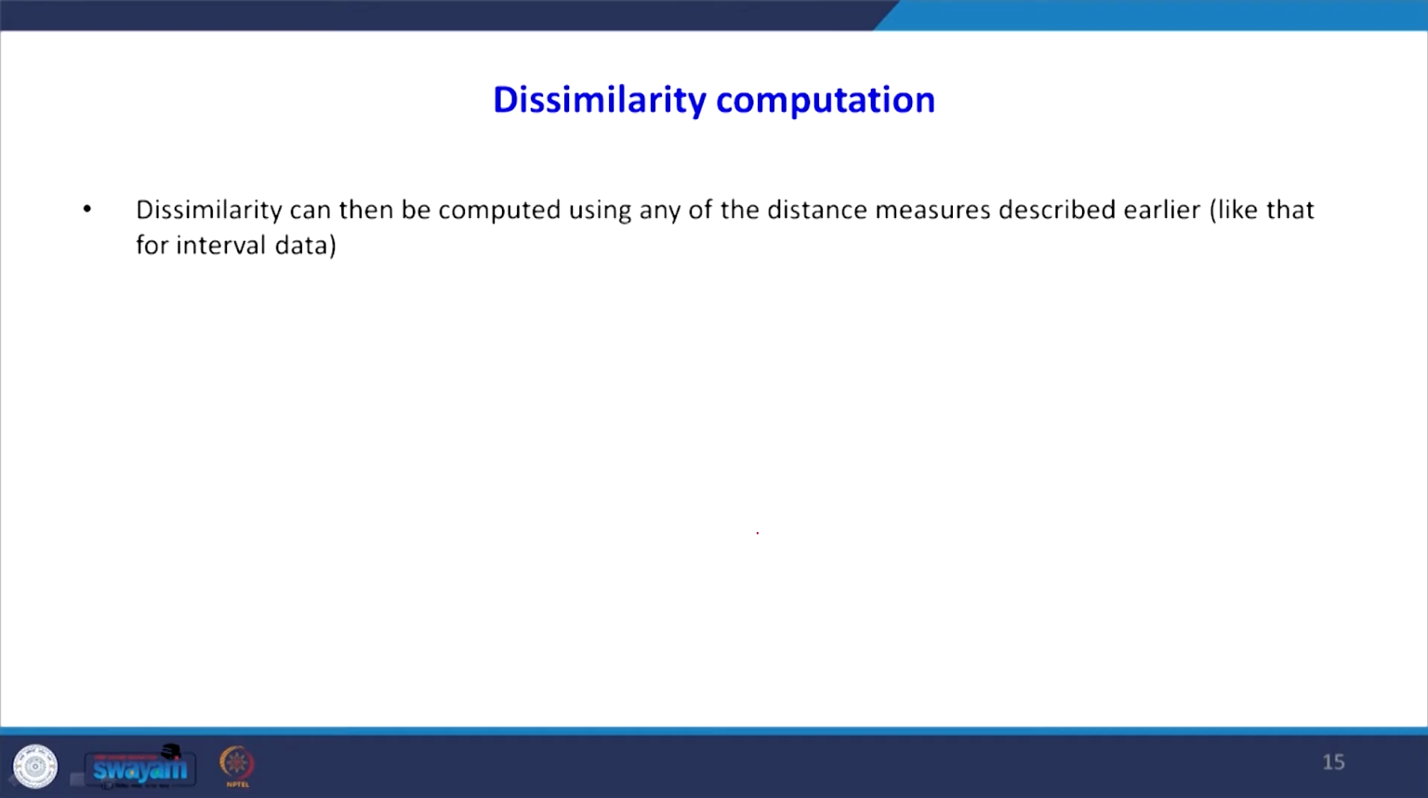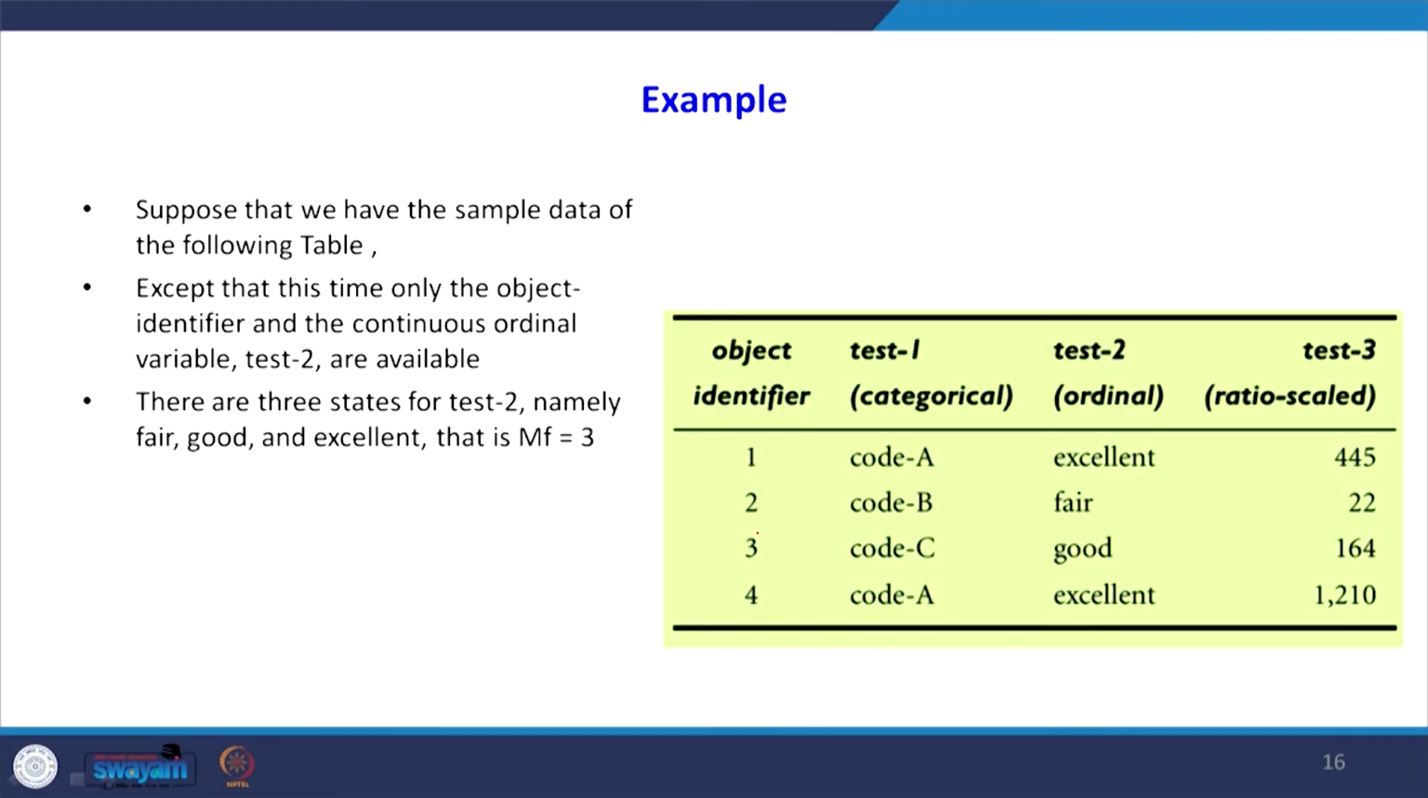Now, let us see how to find the dissimilarity computation. The dissimilarity can be computed using any of the distance measures described earlier for interval data. Now, let us take an ordinal data set, and I will explain how to find the dissimilarity matrix. Suppose we have the sample data of the following table, the same table which we have seen. There are 4 columns: object identifier, test 1, categorical, test 2. Now, we are going to consider 2 columns: the object identifier and test 2, which is the ordinal data set.